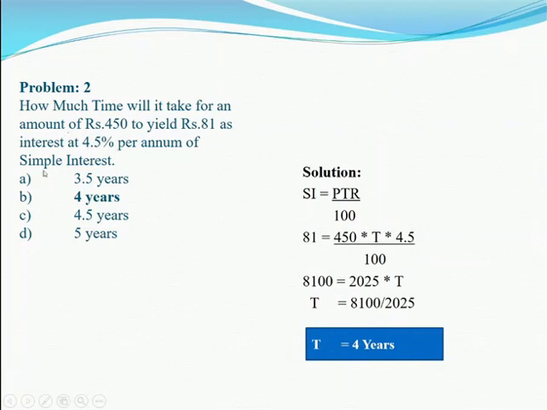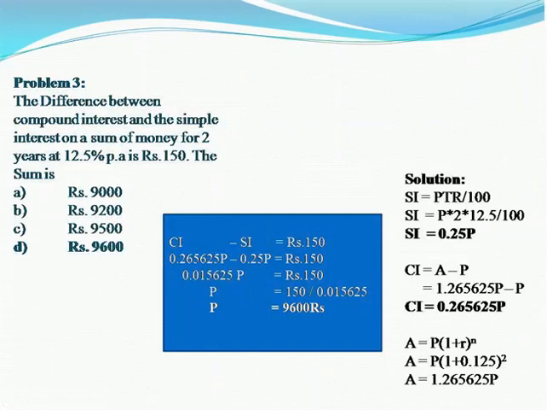Moving ahead, problem number 3. Now let us see problem number 3. The difference between compound interest and simple interest on a sum of money for 2 years at 12.5% per annum is rupees 150. So the sum is option A rupees 9,000, option B rupees 9,200, option C rupees 9,500 and option D rupees 9,600. So here they are stating in the problem that the difference between the compound interest and simple interest is 150 rupees. So what is the sum?